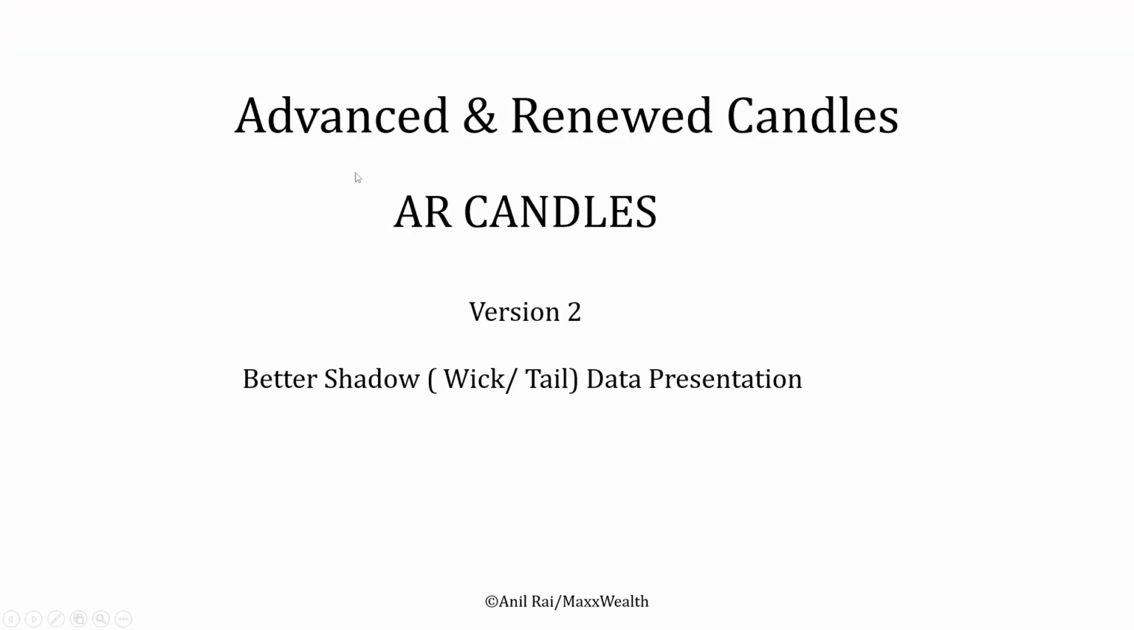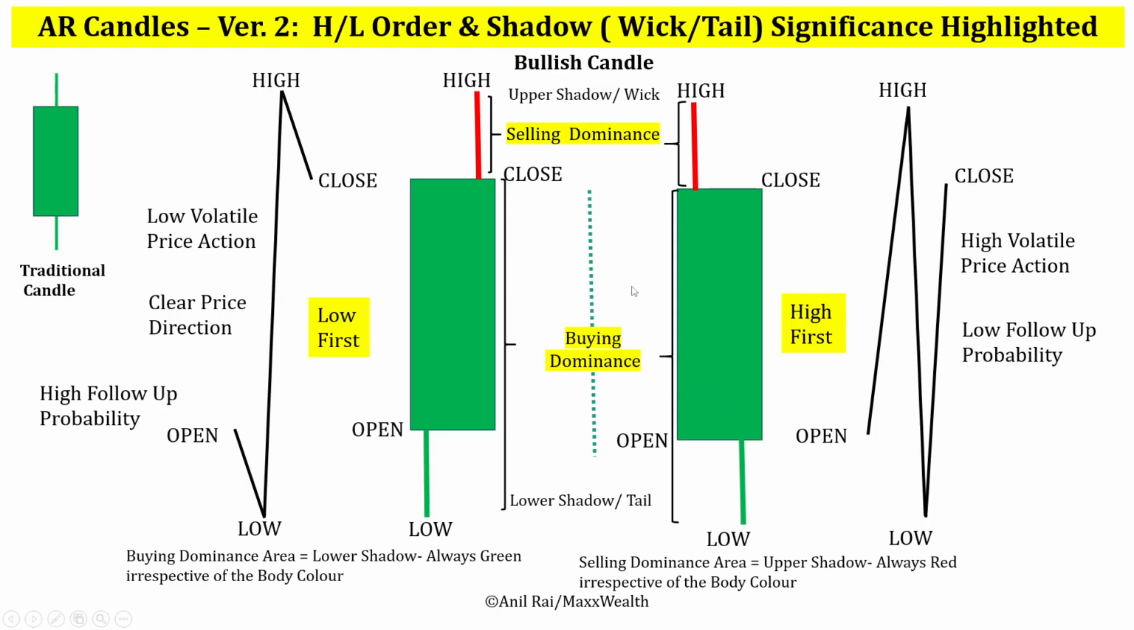Now, we are introducing the advanced and renewed candles, or the AR candles version 2, which are showing a better shadow data presentation. Now this is what I'm talking about. In traditional candles, number one, we are putting the linear, and the second thing, we are using the same color for the body. Here we are changing the colors. Everything is the same as what we have discussed previously, but the shadow has been changed.